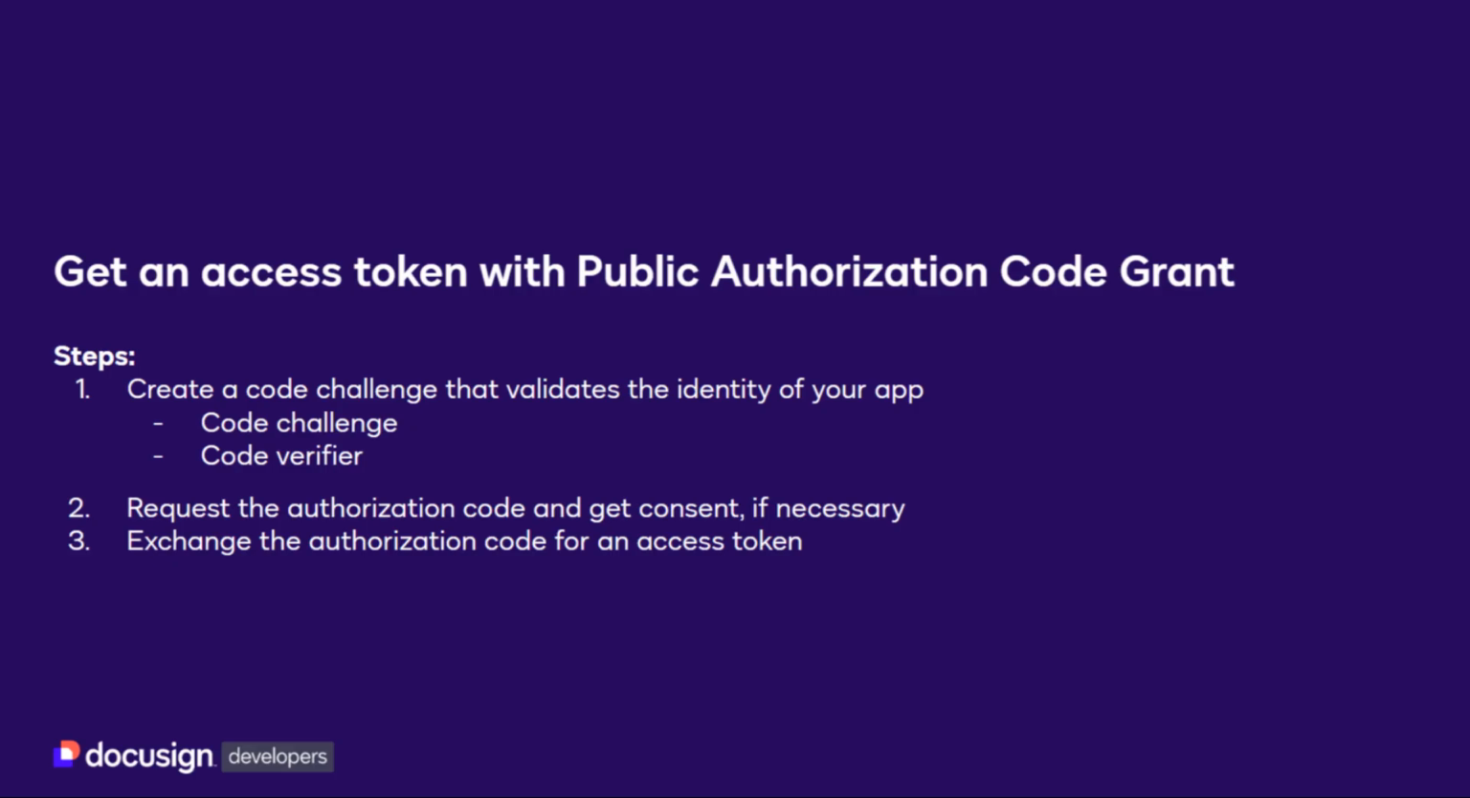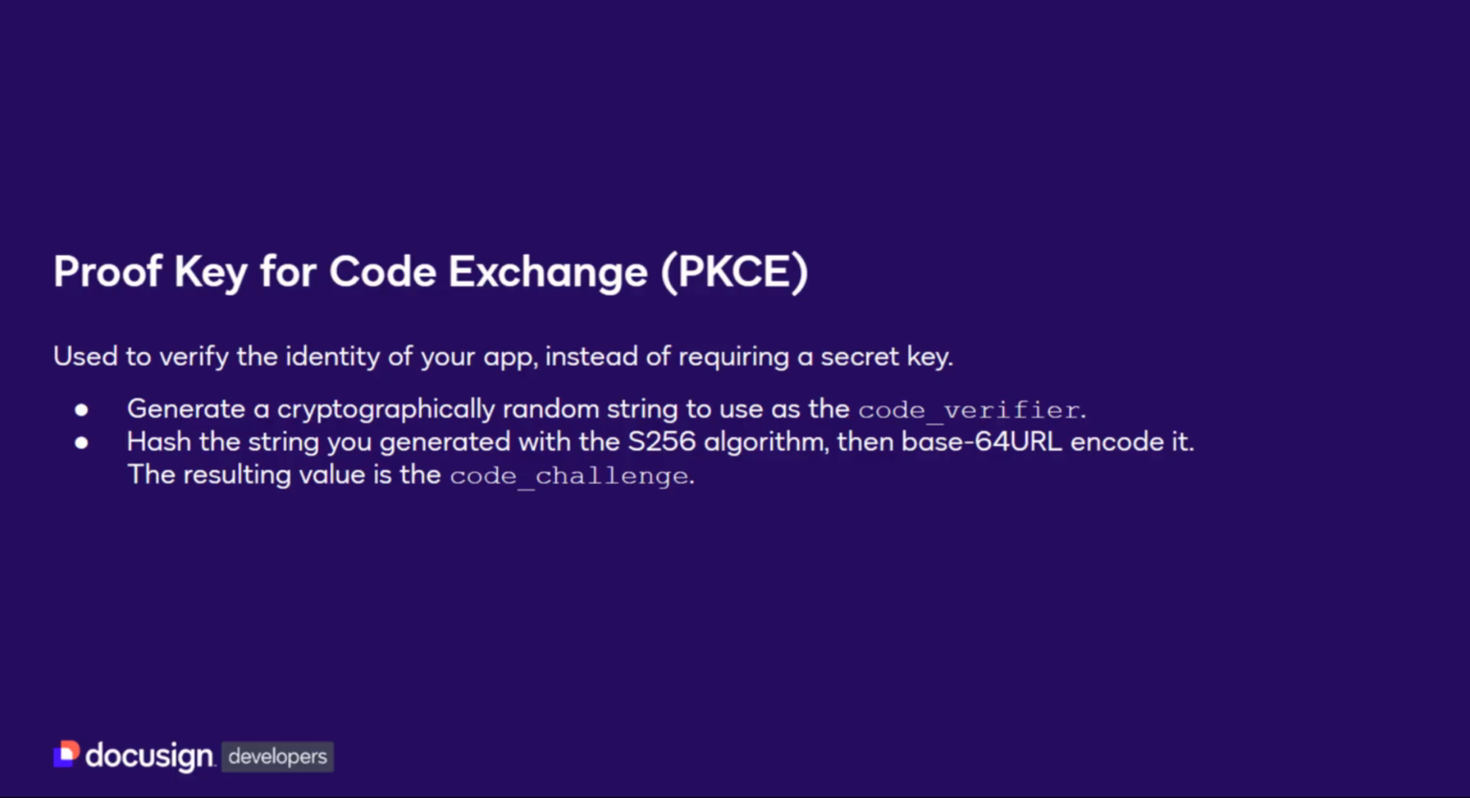The first step is to generate your code challenge and code verifier. Public Authorization Code Grant uses Proof Key for Code Exchange, or PKCE, to validate the identity of your app. First, generate a cryptographically random string to use as the PKCE code verifier. This string may use standard letters, numbers, the dash, period, underscore, or tilde characters, and should be between 42 and 128 characters in length. Typically, you would do this programmatically by creating a new GUID value.